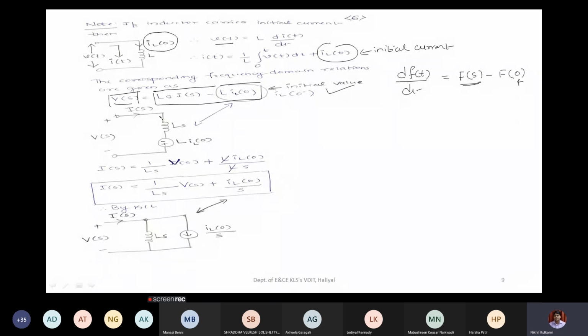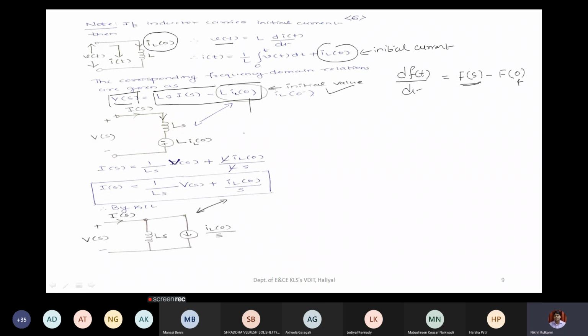Now you can see this as the voltage definition with two voltage source elements. This is the voltage across the inductor, Ls into I of s, and you can assume this is a voltage source with this value. What is the voltage source value? Minus L into IL of 0. If you add them and write the KVL equation, you will get back this equation.